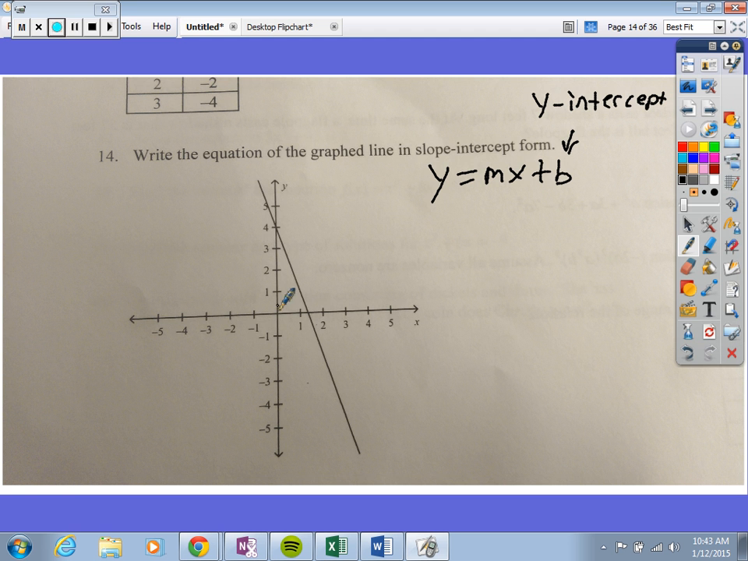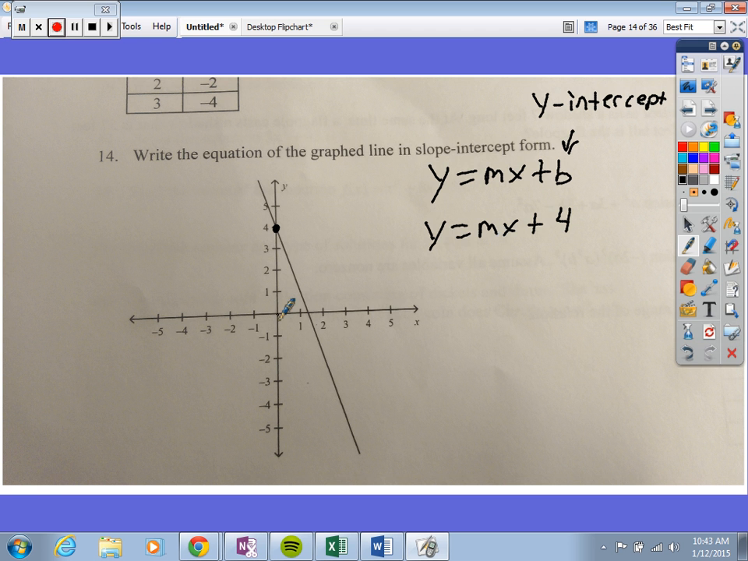Well, I come up here and I notice that I cross the y-axis right here at 0, 4. So then I can write y equals mx plus 4. Now I need to solve for m. Well, it's very simple to solve for m. You just need to get another point. That's all you have to do to solve for m.